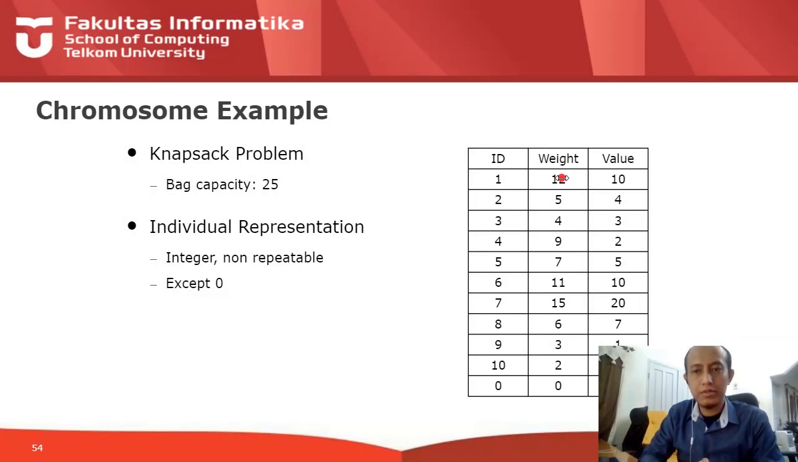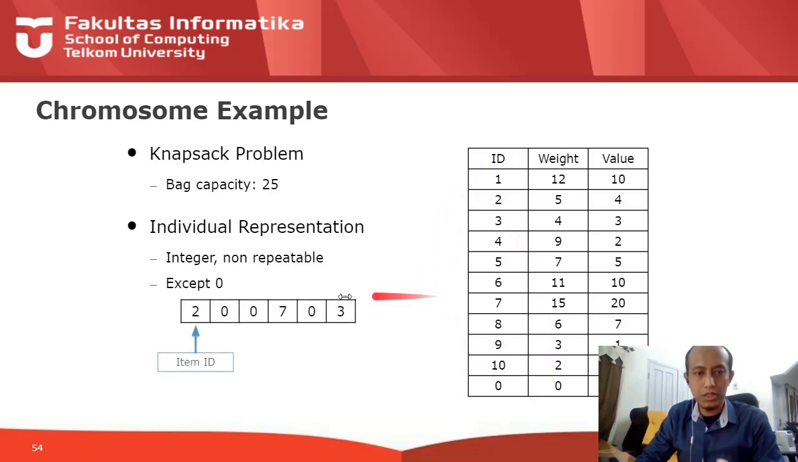Here's another example for the knapsack problem. We have 10 items that we can choose, and the maximum number of items that we can put in the bag is 6. Item 0 is just a placeholder for nothing. So an individual solution that contains 2, 0, 0, 7, 0, 3 means that it puts 3 items in the bag: item 2, item 7, and item 3.